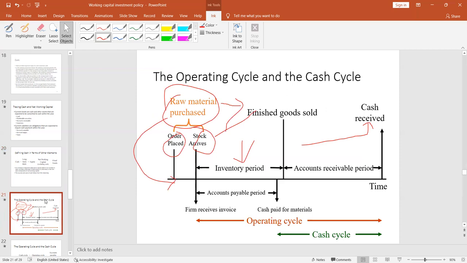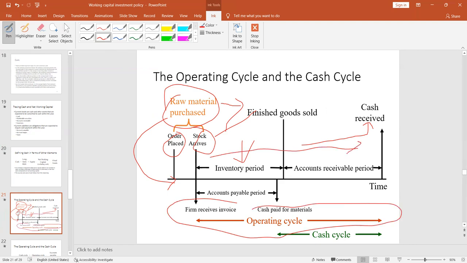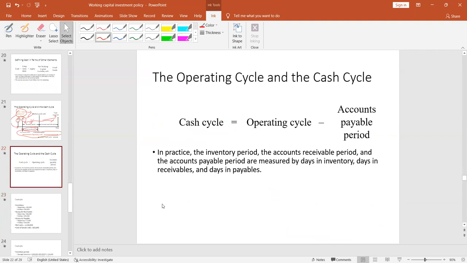How can you determine your cash cycle? This is your operating cycle. What is your operating cycle? This is your operating cycle from here to there. And you have to pay cash in this time. This is the accounts payable period. Now, considering all this, you can determine your cash cycle, meaning operating cycle minus accounts payable period.